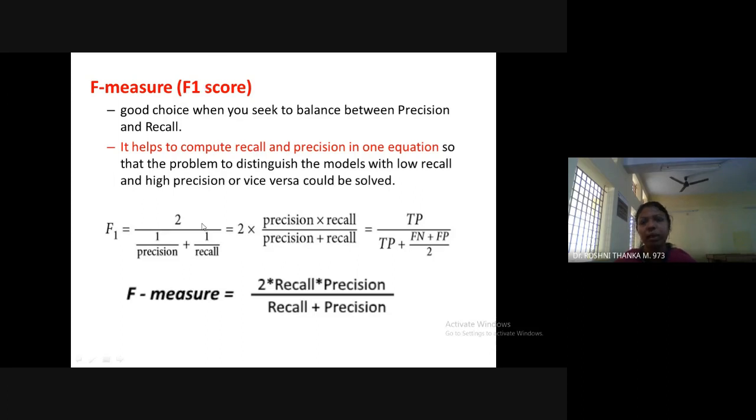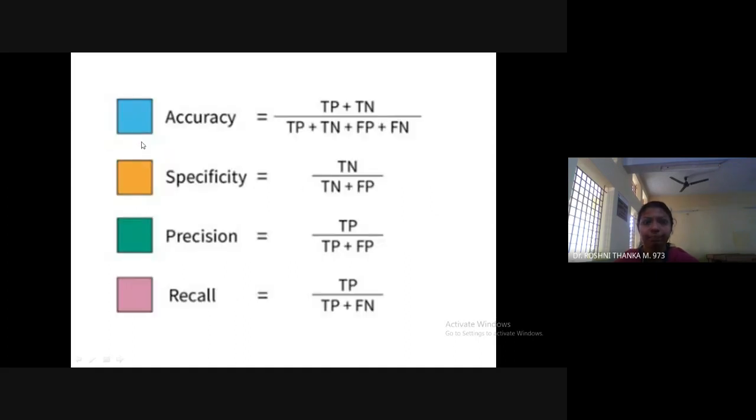So first we have to calculate the precision value and the recall. Once we calculate them and substitute, we get the F measure, or F1 score: 2 into recall into precision divided by recall plus precision, which is the combination of precision and recall. So totally, these are the performance evaluation formulas: accuracy, specificity, precision, and recall.